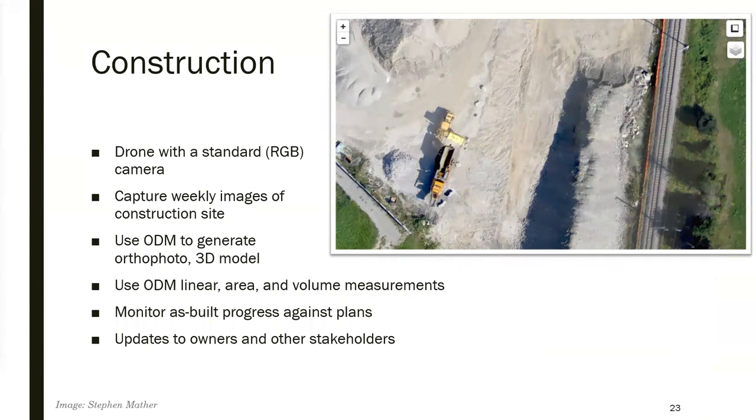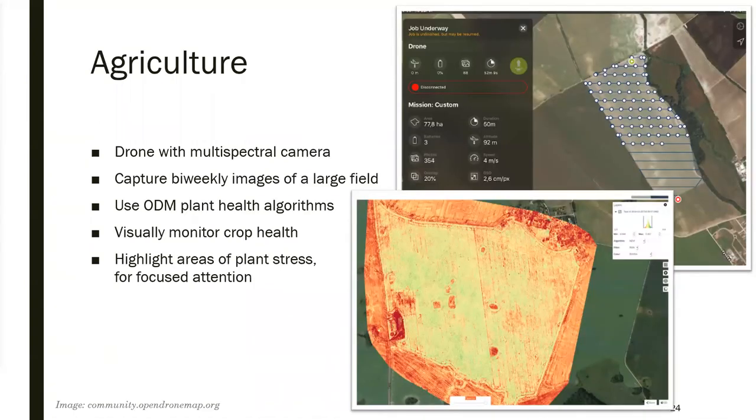You can use OpenDroneMap to perform linear, area and volume measurements of things that are happening on the construction site. And then you can use that from a project management point of view or to provide updates to stakeholders and monitor progress of the construction project. You can remotely see what's happening on the ground as compared to plans, things like that. So that's one way you might use OpenDroneMap with similar software in construction.